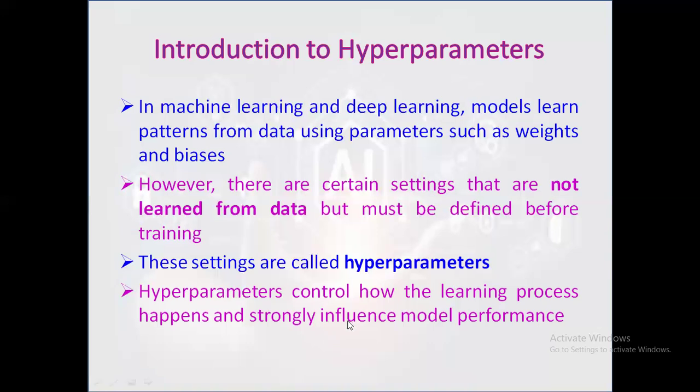Hyperparameters control the learning process and influence the performance. That means hyperparameters strongly affect convergence speed, model stability, prediction accuracy, and generalization ability. Proper selection of hyperparameters can dramatically improve model results, while poor choices can prevent the model from learning effectively.